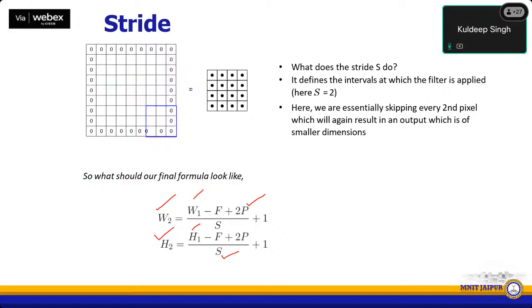W1 is the width of the input image, H1 is the height of the input image, and F is the size of the kernel. It can be 3 cross 3, 5 cross 5, 11 cross 11, and so on. P is the padding, how many pixels we have added on the edges. And S is the stride, how many pixels we have skipped when the kernel is moved from one location to another. So this is the formula for computing the dimension of the output feature map.